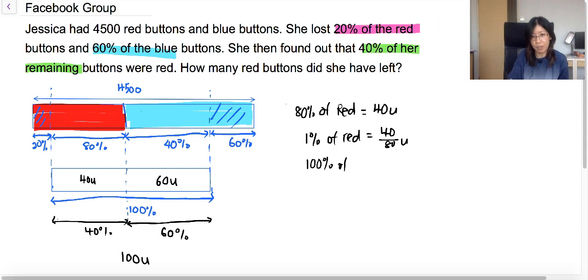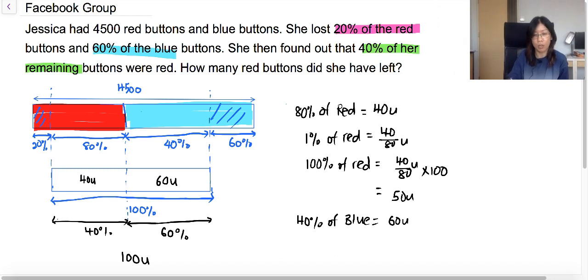Yes, this may be a bit tedious, but get your steps correct so that you will not make careless mistakes, because a lot of times I see students making far too many careless mistakes along the way. So do the same thing for the blue. Now that I know that 40% of the blue is 60 units, what is 100% of the blue? You could do 60 divided by 40 times 100.